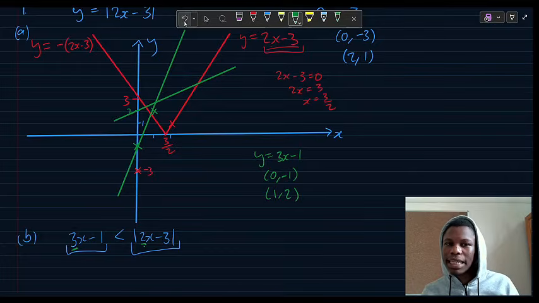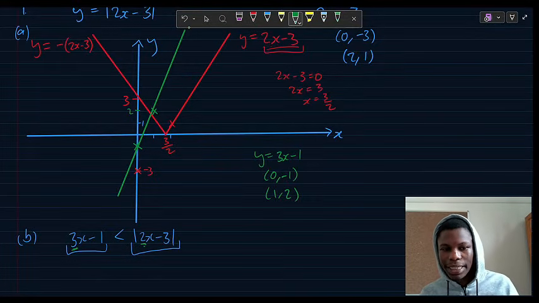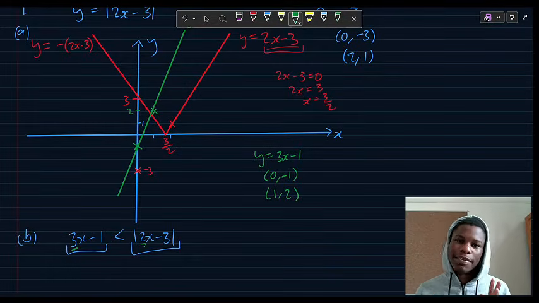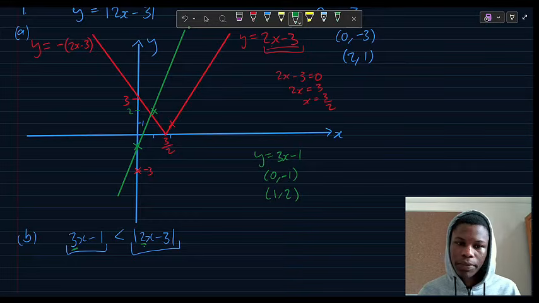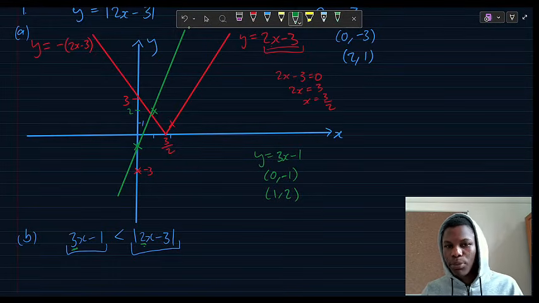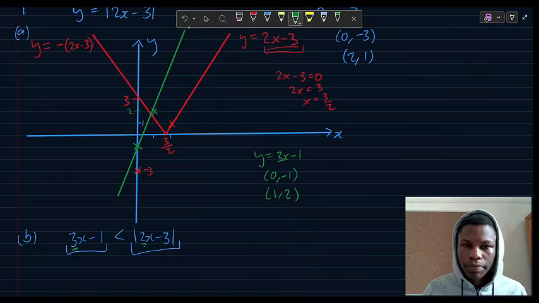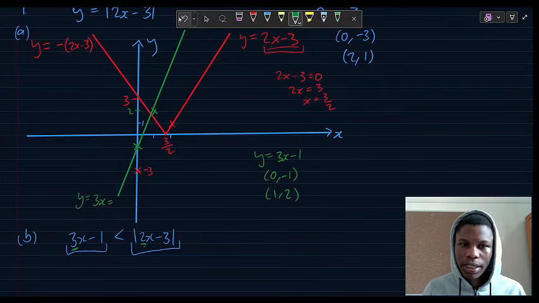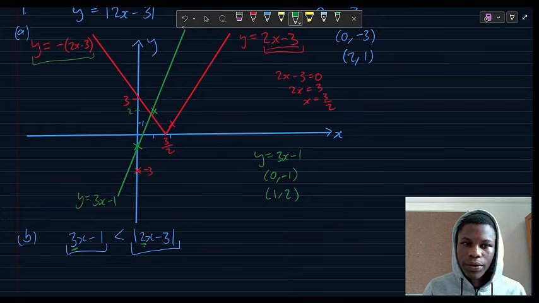That would actually intersect the modulus function 2 times. But our gradient here is 3, which is bigger than 2. So the green line has to be steeper than the red line. Okay. And so that means we only have one point of intersection. And so the lines that are intersecting there are this green line, which has equation y equals 3x minus 1, as well as this red line.